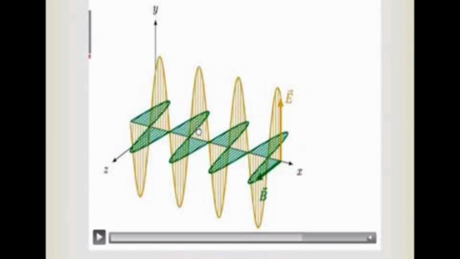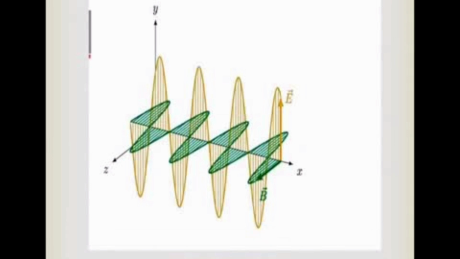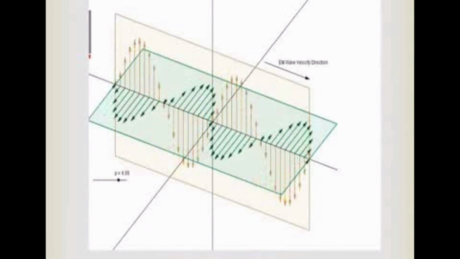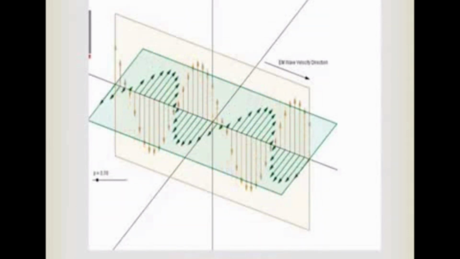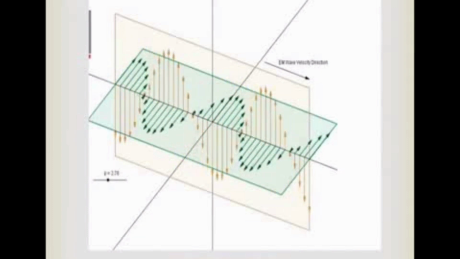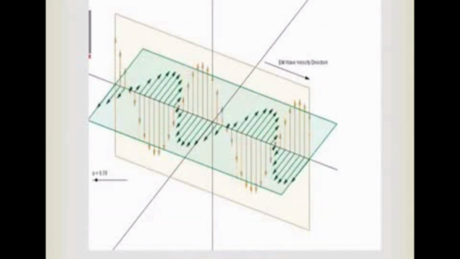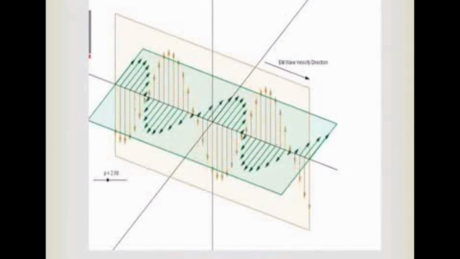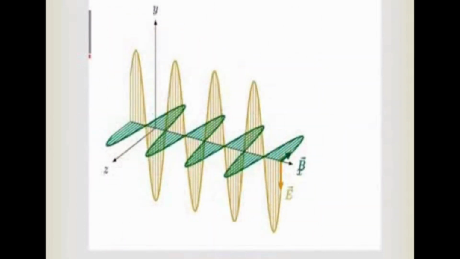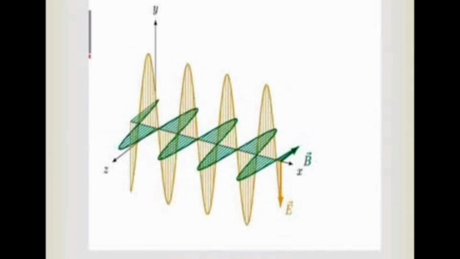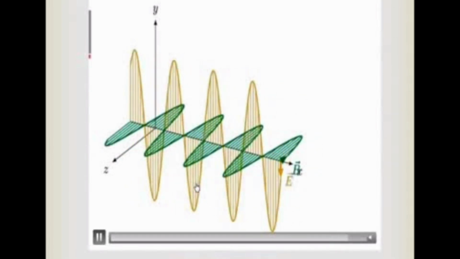So electromagnetic waves are non-mechanical waves. Non-mechanical waves means they propagate through vacuum. They do not require any material medium. Thus, that kind of wave is called a non-mechanical wave. So we are going to see how we produce electromagnetic waves and what the properties of electromagnetic waves are.